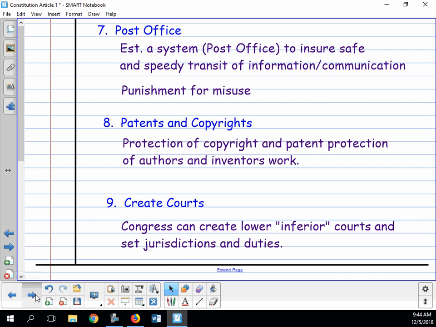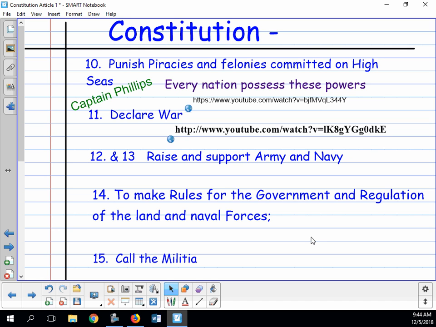Okay, let's go now to the next one, 10. This is punishment for piracies and felonies committed on the high seas. Every nation has these powers. Piracy is seen as something that, if you're caught being a pirate and you are killed in the process, you pretty much deserve it. There is very little that someone can do with regards to that on the high seas.